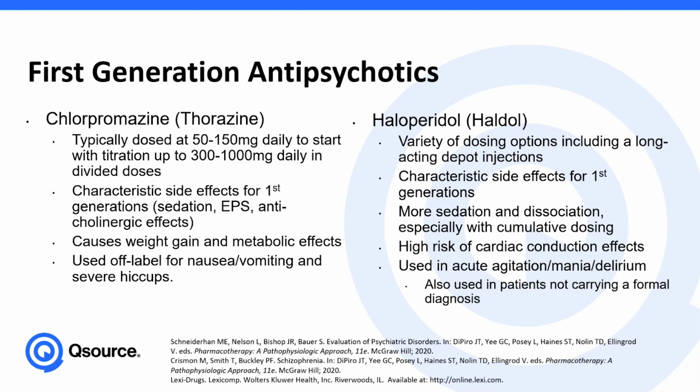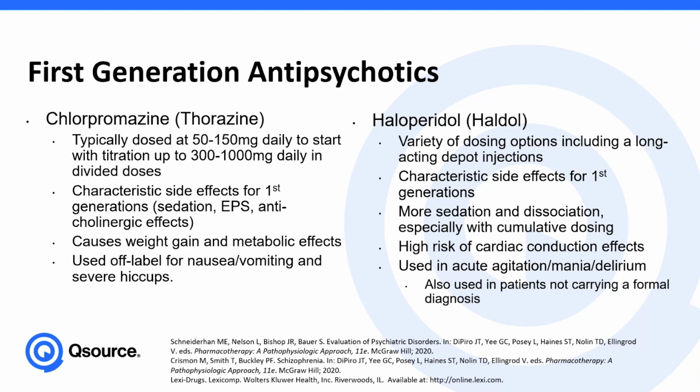Oftentimes, chlorpromazine in this time period is used for hiccups and nausea and vomiting and acute agitation, but rarely for chronic use. Haldol or haloperidol is used in a lot of different settings. It probably is one of the most commonly used chronic medications. So you can give the depot injections.